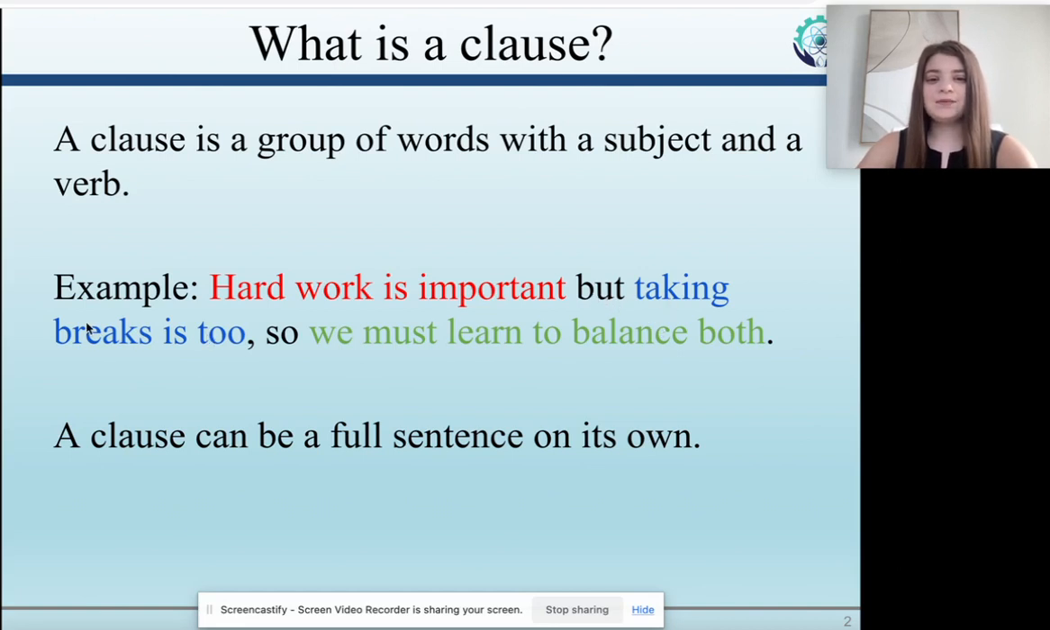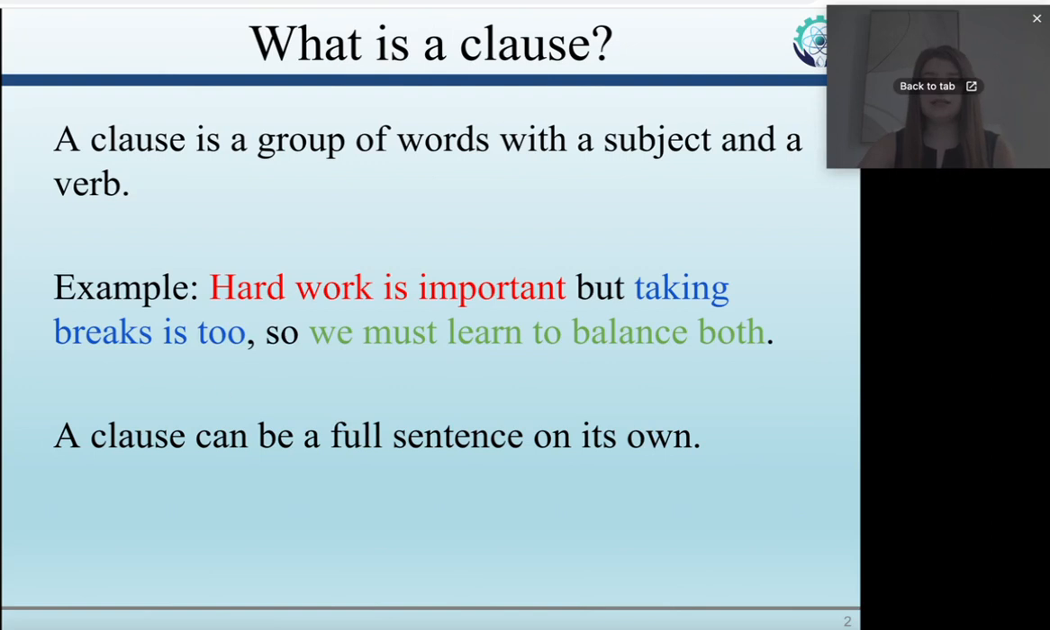Okay, but taking breaks is too. There we go. There's another clause because taking breaks, that's a subject. Is a verb, right? So there we go, subject and verb. So we must learn to balance both, right? We would be the subject, and then learn is our verb, right? So there we go, we have another subject and a verb.